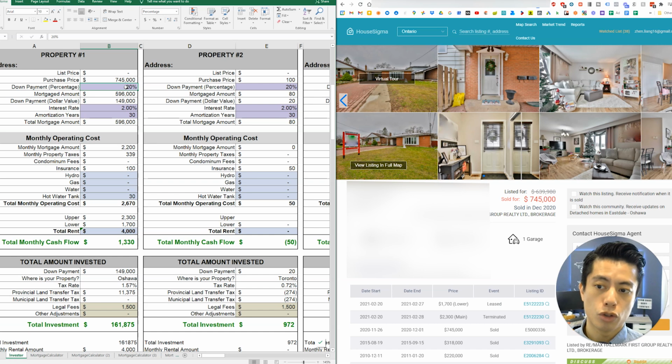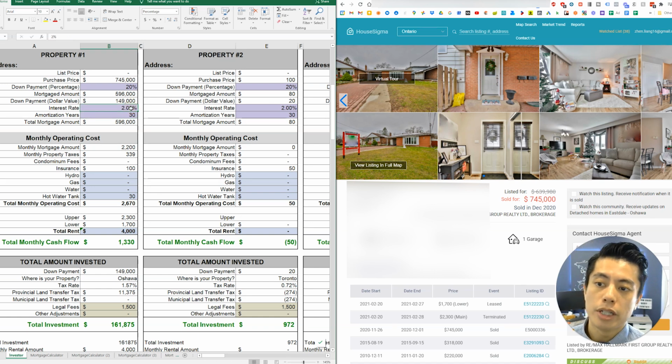But I generally use 20% because, one, it allows you to amortize it for 30 years, because it reduces the amount of payments you have to make, right? Because your loan goes further. So if you were to put 25 years in here, you can see that the mortgage payment becomes $2,500 instead of $2,200. So that affects your cash flow.